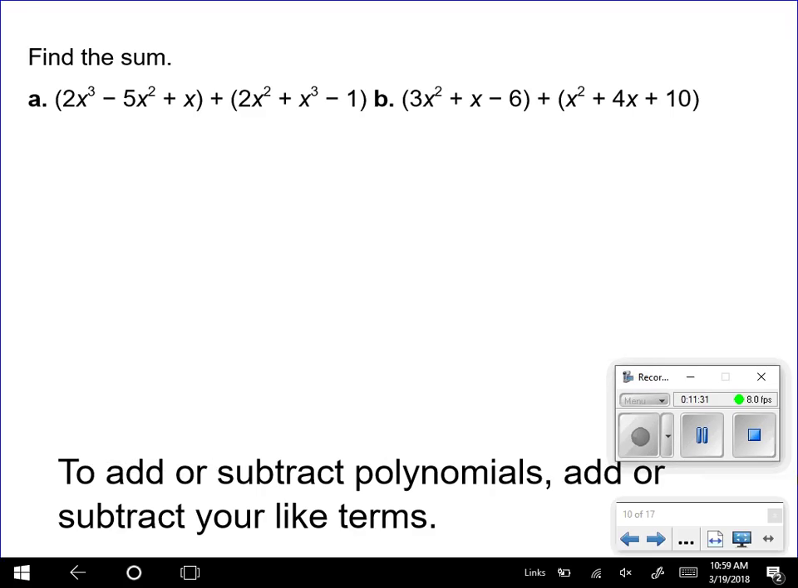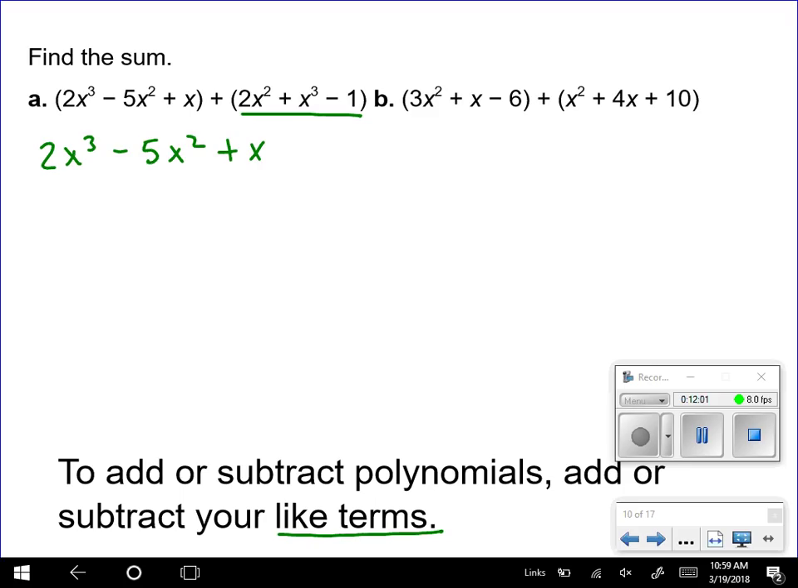But if we look at these, all we're doing to add or subtract polynomials is adding or subtracting like terms. Sometimes it's really easy to match up your like terms when you're working vertically. So I'm going to start that way. So I have my first polynomial there, and then I want to look here, and I want to make sure that I match up the correct terms.